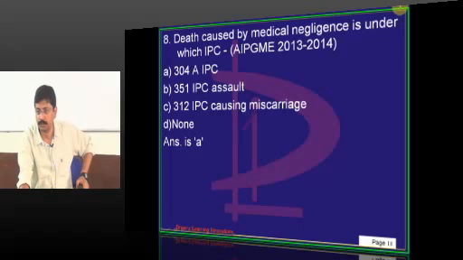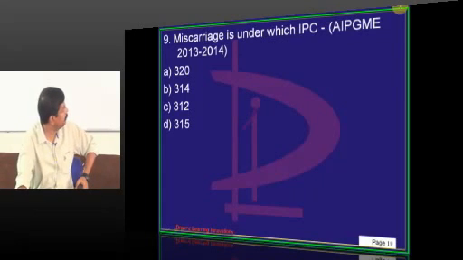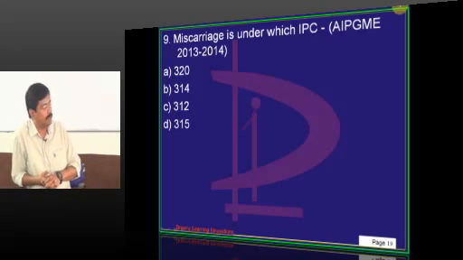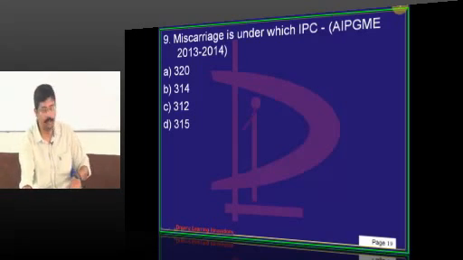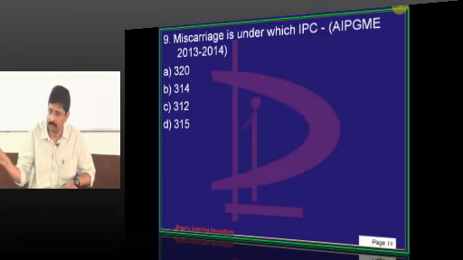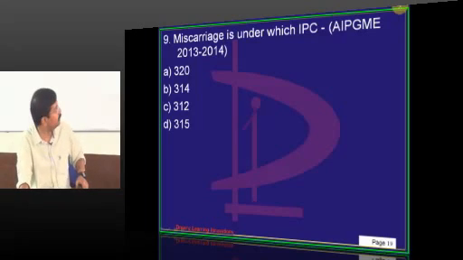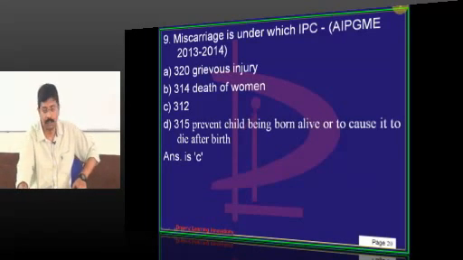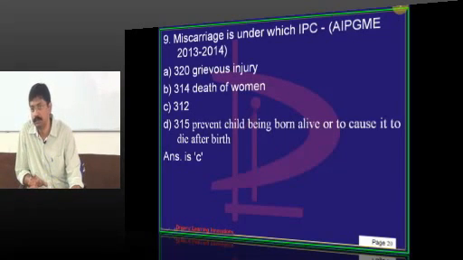300 is the definition of murder. 302 is punishment for murder. Miscarriage is under which IPC section, okay? Miscarriage, okay. Is it 320? 320, all of us know, is grievous hurt, okay. 312 to 315 are all related to abortion, but there is a slight difference between them. We will see what that is, okay. So it is 312, okay. Miscarriage is defined under 312.